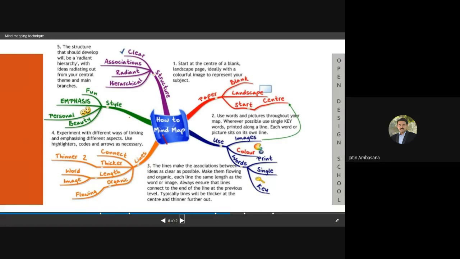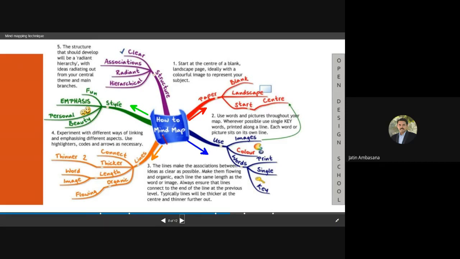Understand? Then comes the style. You have to experiment with different ways of linking and emphasizing different aspects. So you may try to use highlighters, codes, and arrows as and when necessary, okay, to style your mind map. So you can see here what they've done is they have done the styling in various colors. This is a red color branch, then this is a blue color branch, and this is an orange color branch, and this is a green color branch in that way.